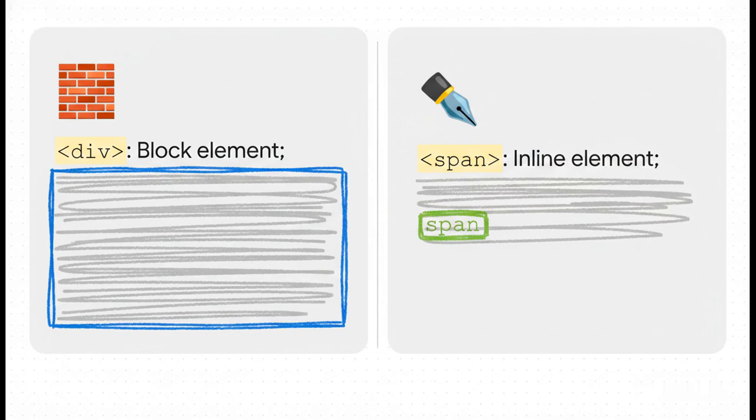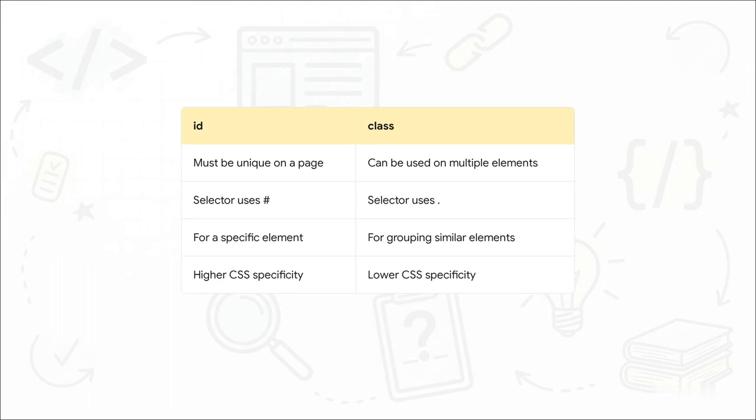You use it for wrapping small bits of text or other content inside a line, maybe to style a single word differently. And another big one, ID versus class. Here's the deal. An ID has to be 100% unique on the entire page. Only one element can have it. But a class, you can use the same class on tons of different elements to group them together for styling. One is for an individual, the other's for a group.